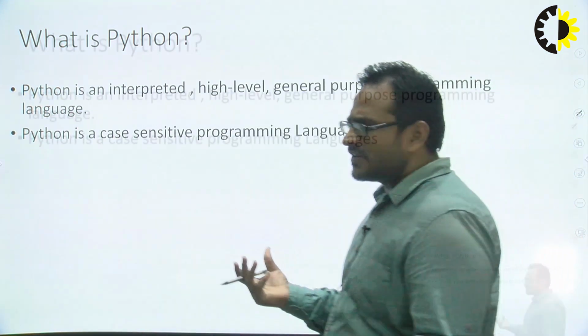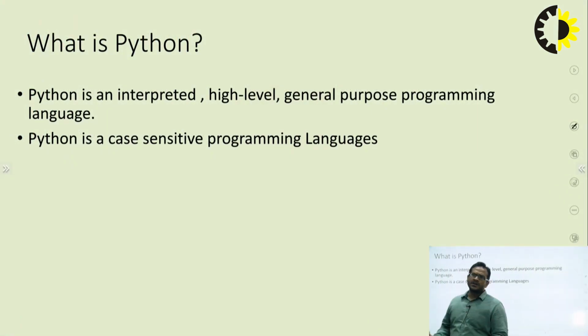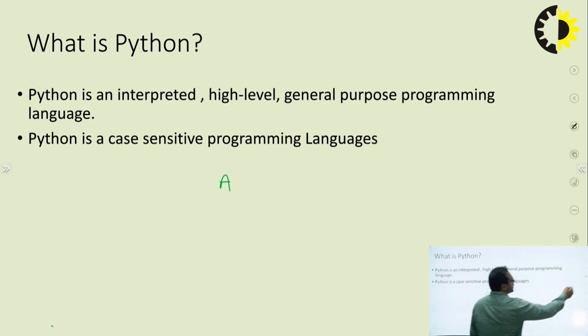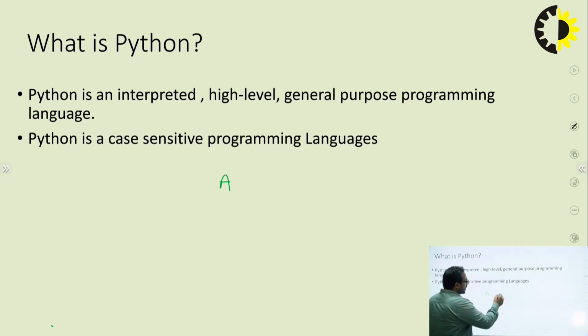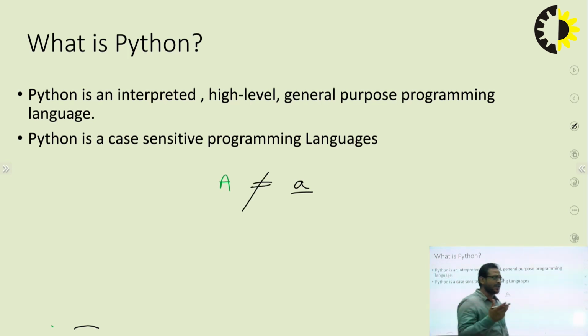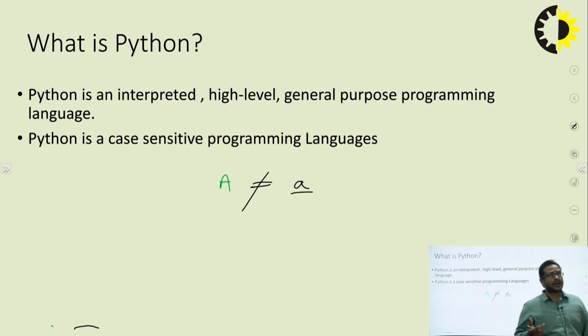Why is it called case sensitive? Suppose you are taking a variable capital A, and if you try to access a small a, that is not equal to it, that is different, right? It is case sensitive. Whether you take a variable in a small letter or a capital letter, they behave as different variables.